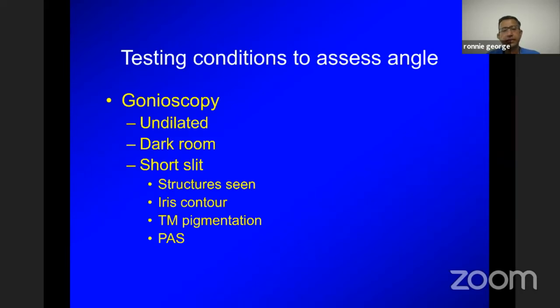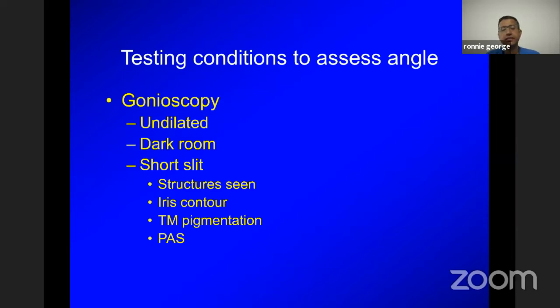and while we are not covering it in detail in this session, there are a few things that I would like you to do. One is, don't forget that if you have the opportunity, do your gonioscopy in an undilated situation in a slightly dimly lit room. Use a short slit to ensure what are the structures that you're seeing. And that is in situ, without a bright illumination and without indentation. So look at the structures seen, look at iris contour, look at trabecular meshwork pigmentation, and look at peripheral anterior synechiae. This is best done with an indentation gonioscope, but even if you have a two-mirror or three-mirror gonioscope, that is fine.